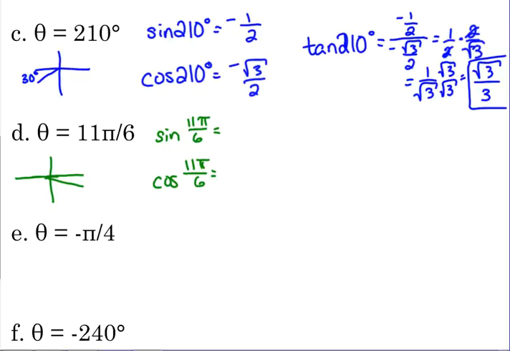So for pi over 6, sine is, did I get the last one mixed up? Sine. Yeah, both of these are 30. I am not focusing well here. X's are positive, so it's positive square root of 3 over 2, negative 1/2. So the tangent is going to be the same as the previous one, except it's going to be negative square root of 3 over 3.